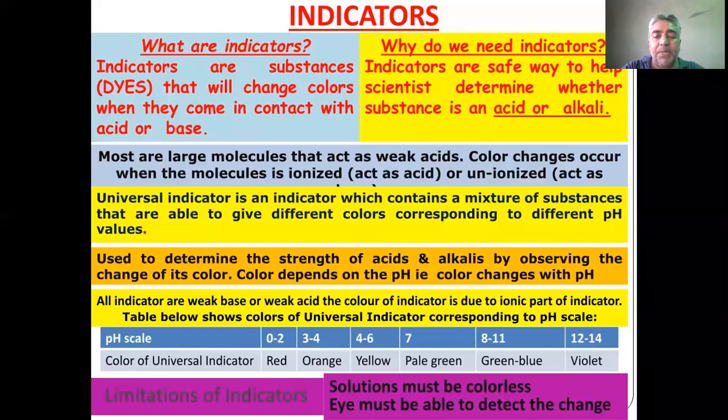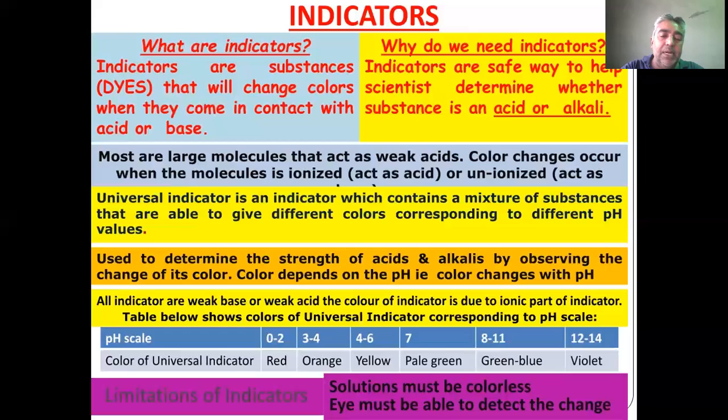Color depends on the pH. That is, color changes with pH. All indicators are weak base or weak acid. The color of indicator is due to the ionic part of the indicator. The table below shows colors of universal indicator corresponding to the pH scale.